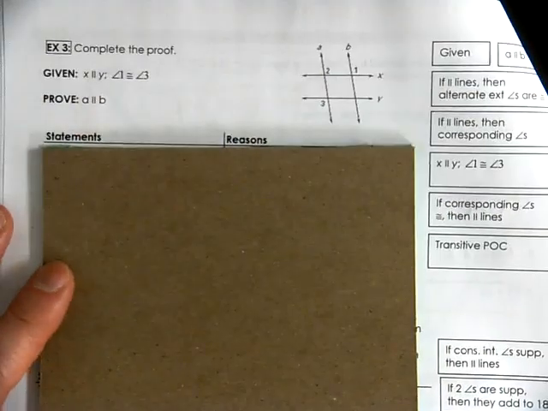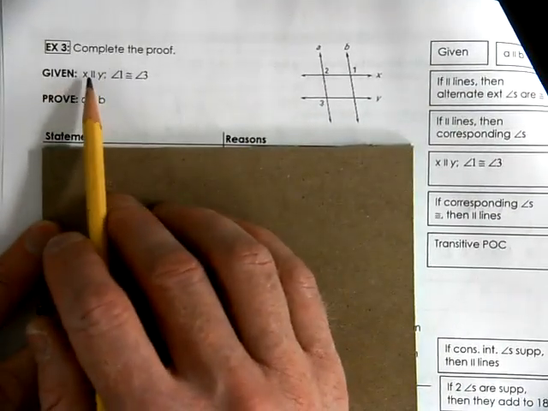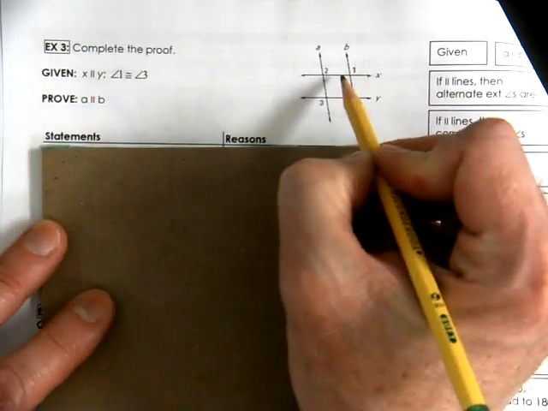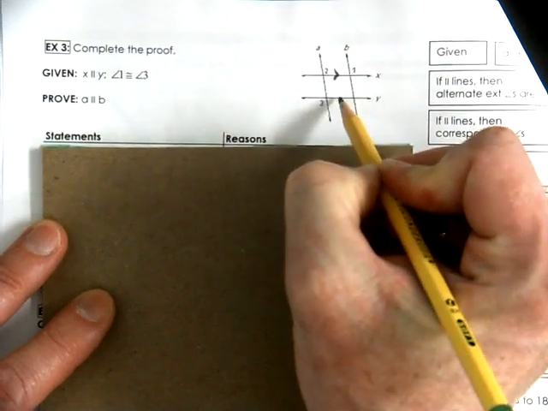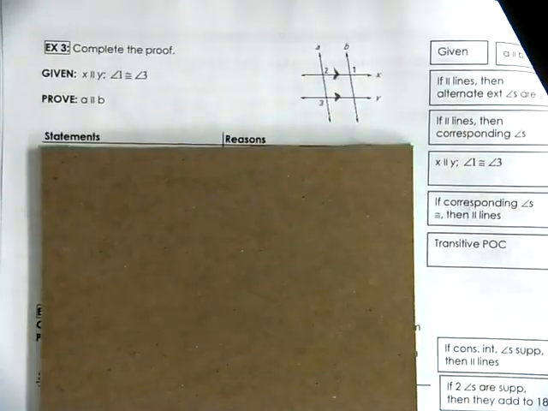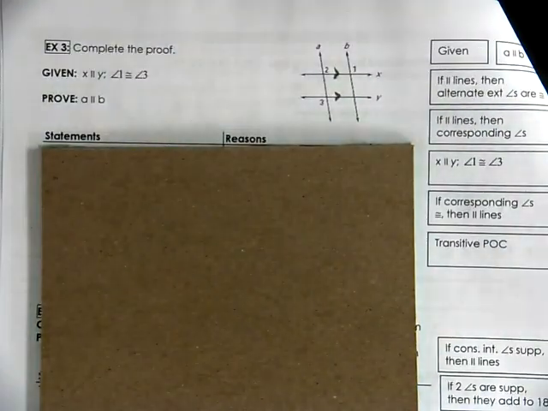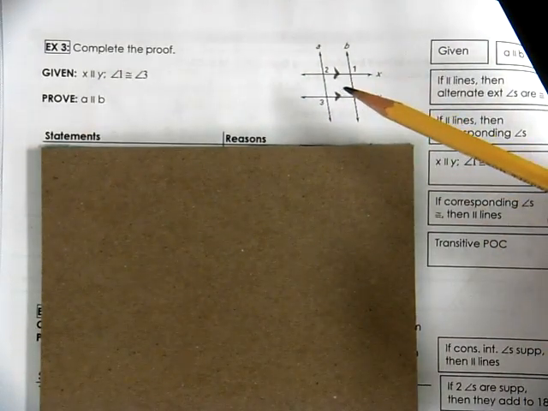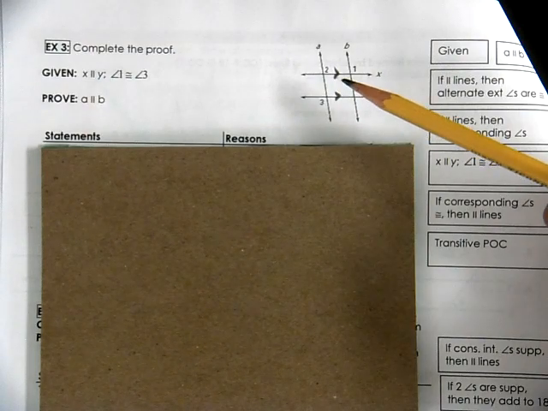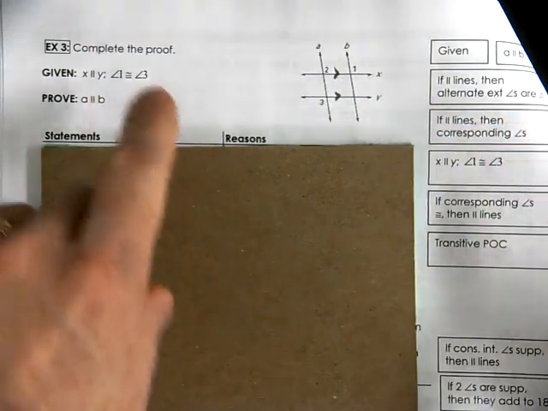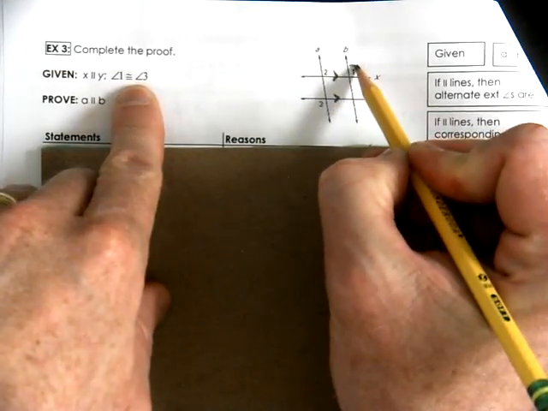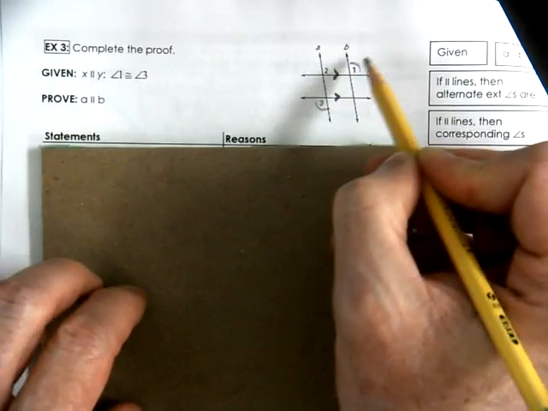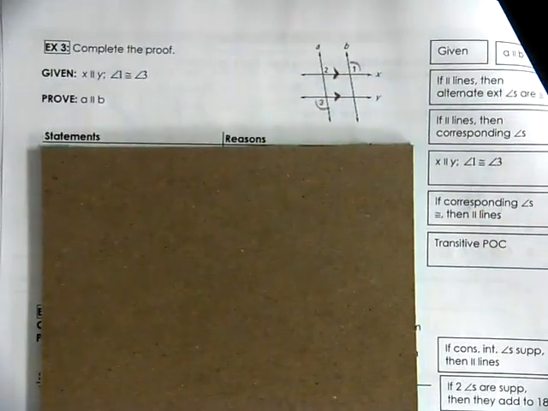So let's discuss what we have here. We know that line X and line Y are parallel to each other. So you could put a little arrow on each one of those lines to help remind you what you know. You know those are parallel. That's the only ones we know are parallel. Okay? We also know that angle 1 is congruent to angle 3. So I made tick marks on them. That's to help remind me what I actually know.